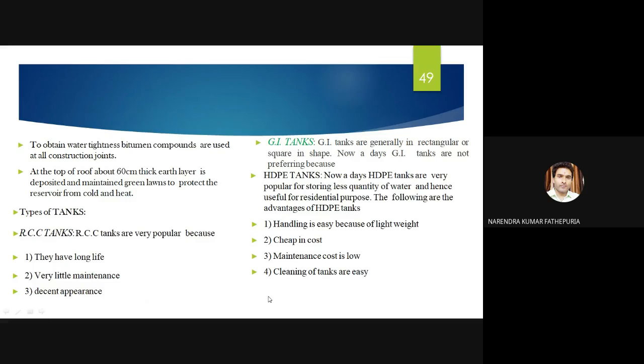You also have to select the material for the distribution network: HDPE tanks or ZI tanks, or maybe you are using cast iron pipe, or plastic PVC pipe, depending on what material you are using for the distribution. Following the various advantages, you have to check the various mechanical properties of the pipe networks, as you have discussed in sewage and wastewater engineering. The same way you have to do the analysis.